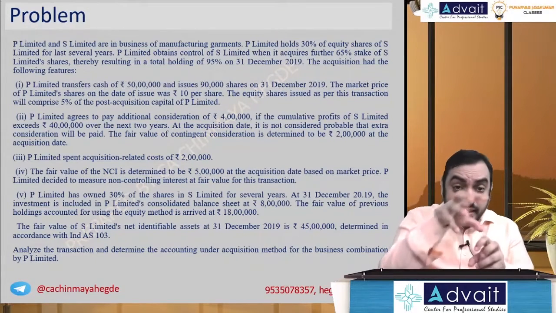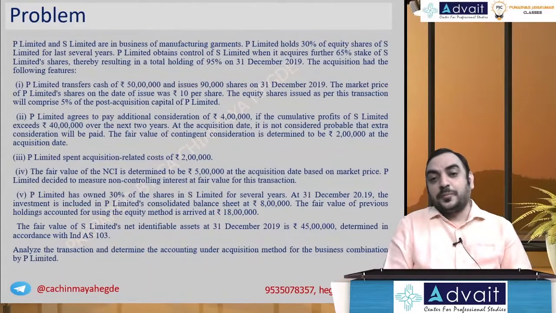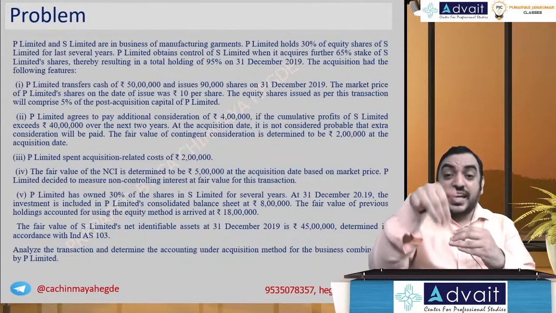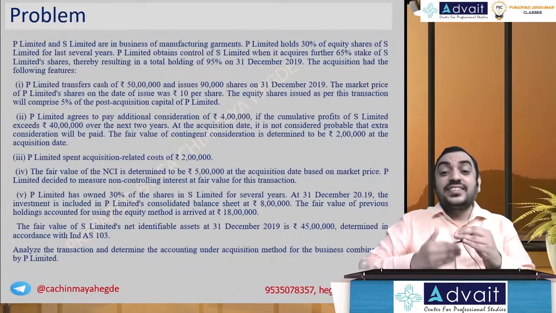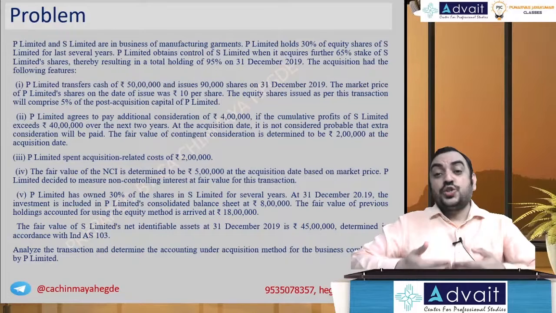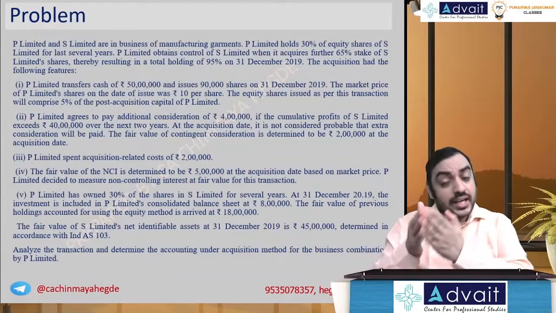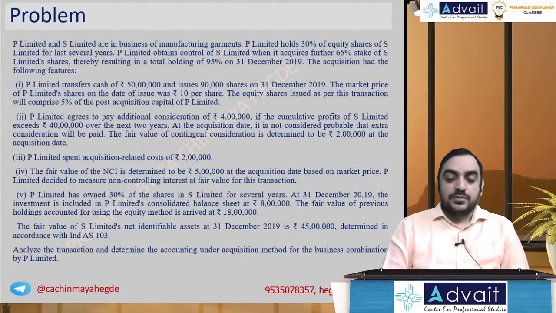Purchase consideration will be of two kinds. One, currently acquiring 65%, previously having 30%. But what is the important point here? The previously held 30% existing equity interest should be revalued at fair value. The difference should be recognized in the income statement.